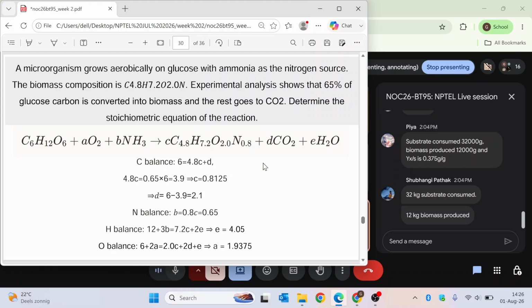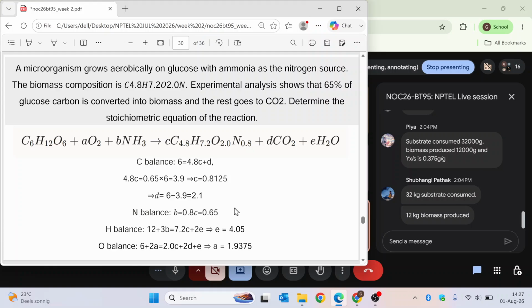Next you go to the nitrogen balance. Nitrogen is present in ammonia and in the biomass. In biomass it is 0.8 into C, you know the C value, and here it is B. So B is equal to 0.8 C, and then with that you find out how many moles of ammonia are used.